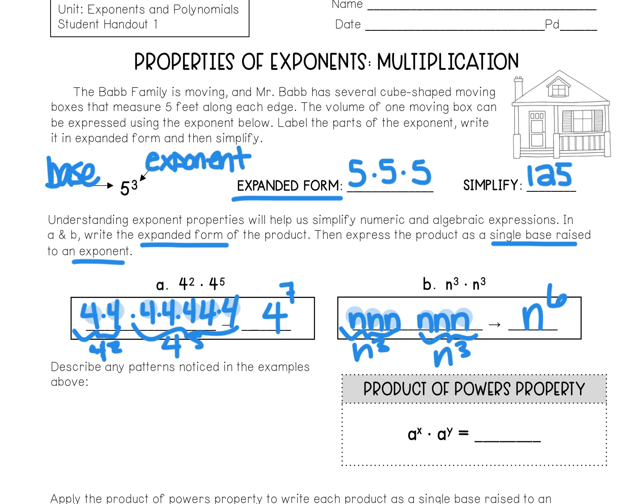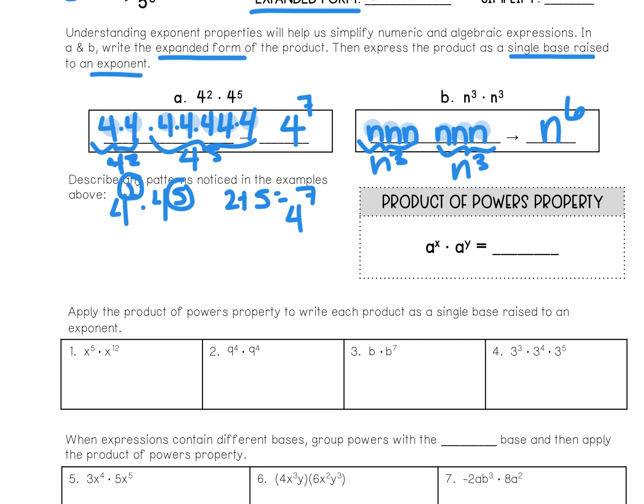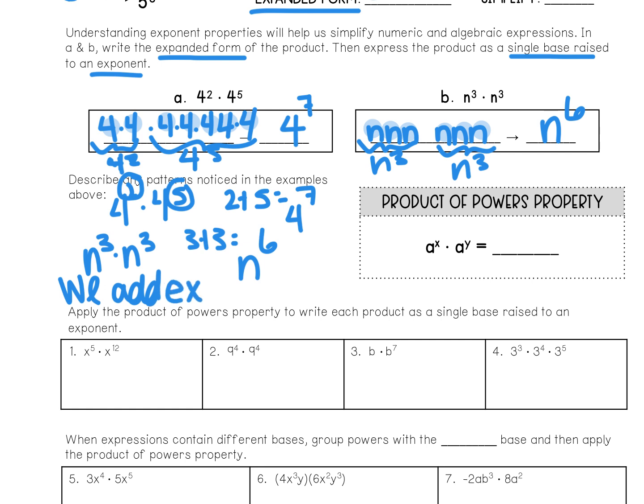So what would be some patterns that we noticed? Well, hopefully we noticed that if I have 4 to the 2nd times 4 to the 5th, if I add my exponents, 2 plus 5, I get my 7, which is my exponent on my 4. And in like manner with my n's, n to the third times n to the third, well, 3 plus 3 is 6, which was my exponent on the n. So our pattern is that we need to add the exponents.